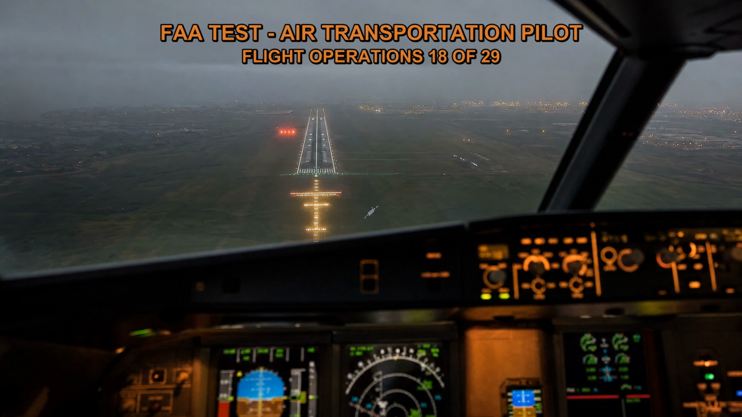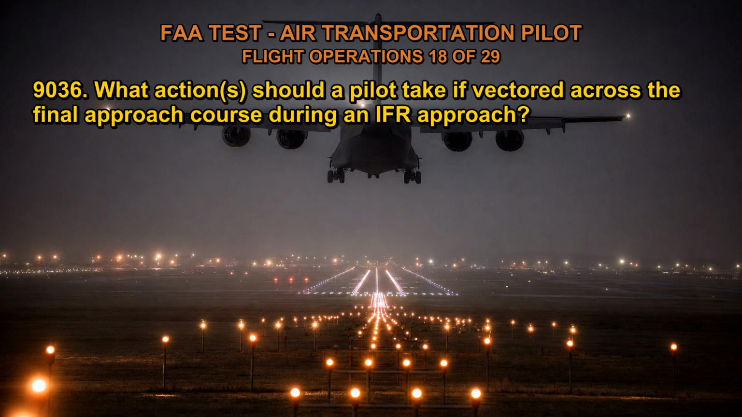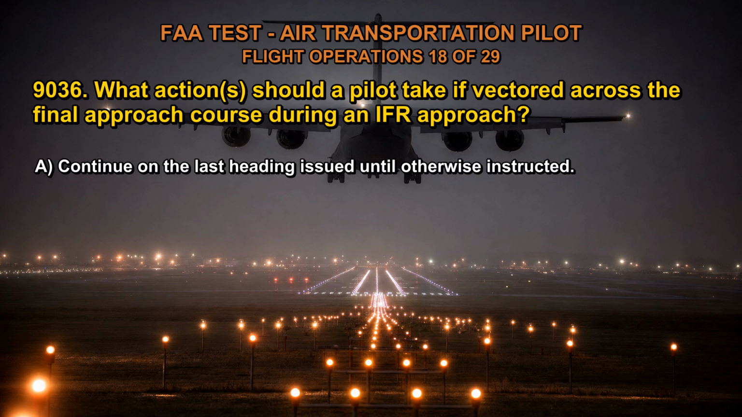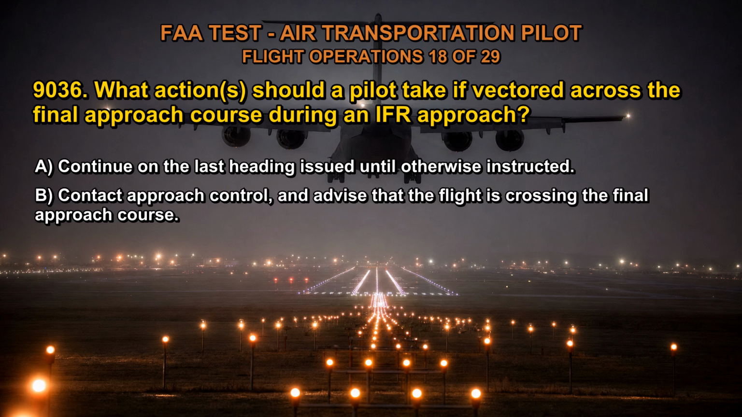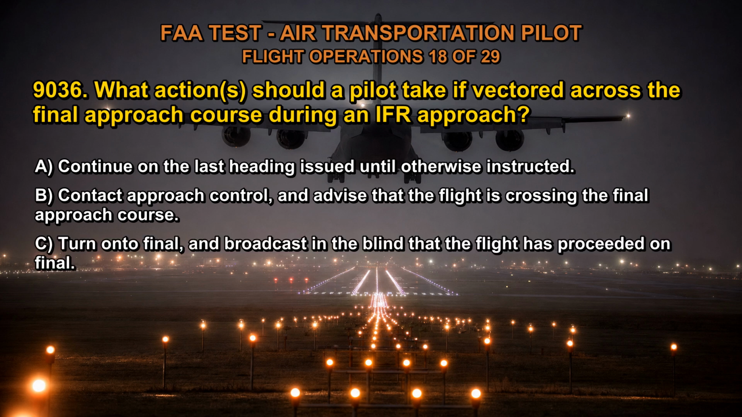Q9036. What actions should a pilot take if vectored across the final approach course during an IFR approach? A. Continue on the last heading issued until otherwise instructed. B. Contact approach control and advise that the flight is crossing the final approach course. C. Turn on to final and broadcast in the blind that the flight has proceeded on final.